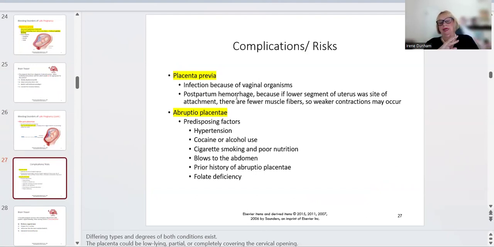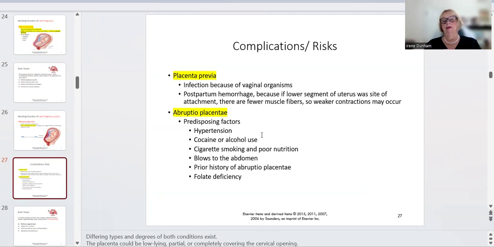With abruptio placentae, you know, if you have somebody who's hypertensive, okay, and you have more blood volume, more pressure inside, you're going to have more risk for the placenta coming off the wall, creating a hematoma and abrupting. So hypertension, preeclampsia, eclampsia, definitely the uterus can abrupt.